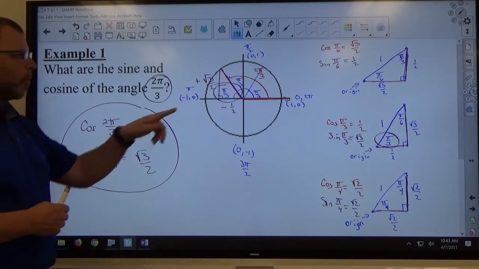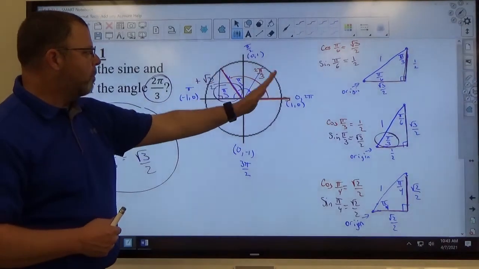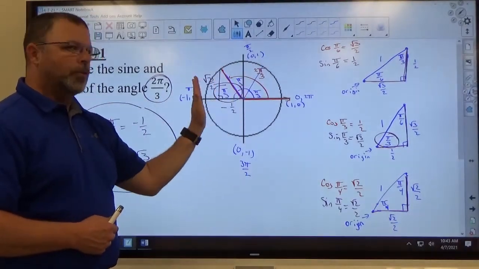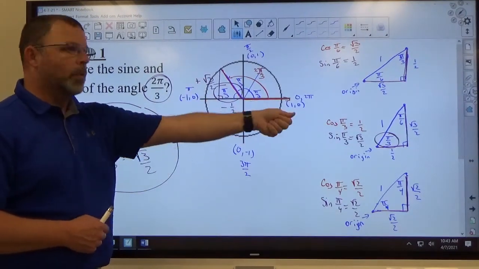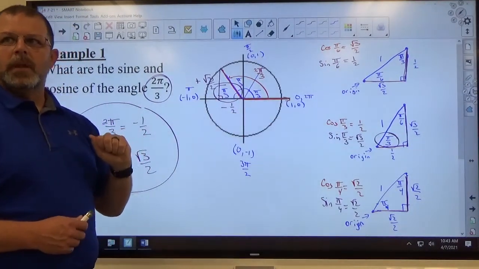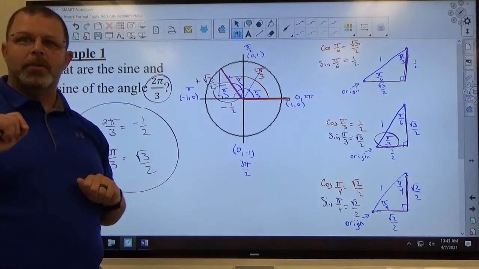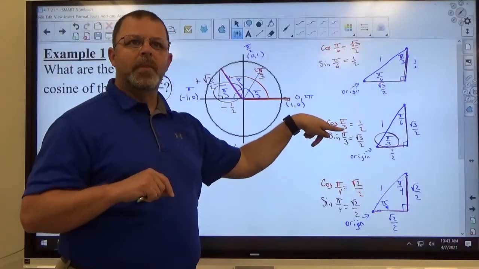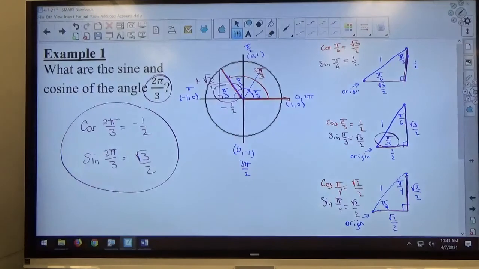But again, the angle we're working with is 2 pi over 3. That puts us left and up, which makes cosine negative, sine positive. The numbers are what they are. Anytime I see anything with a reference angle of pi over 3, this sine and cosine every time. I just have to determine whether they're positive or negative based on their position.